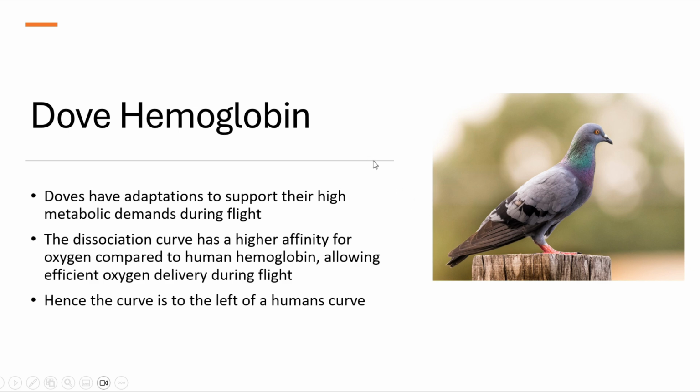Dove hemoglobin. Doves obviously have high metabolic demands because they have to fly. They need to produce a lot of energy. So they have a lot of reactions going on in their body, and therefore they need a lot of oxygen. Therefore, they have a higher affinity as well, since they need oxygen a lot more than humans do, and so their blood also has a higher affinity for oxygen, allowing efficient oxygen delivery during flight. Hence, the curve is also to the left of a human's curve.